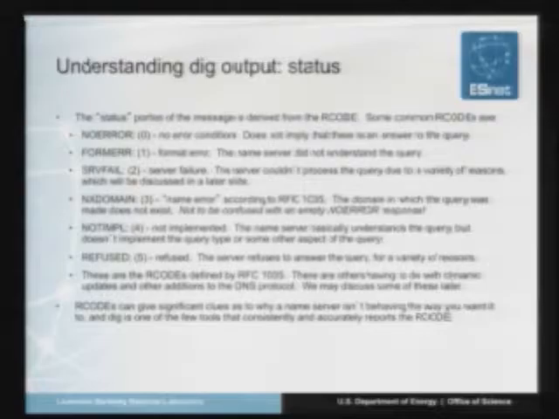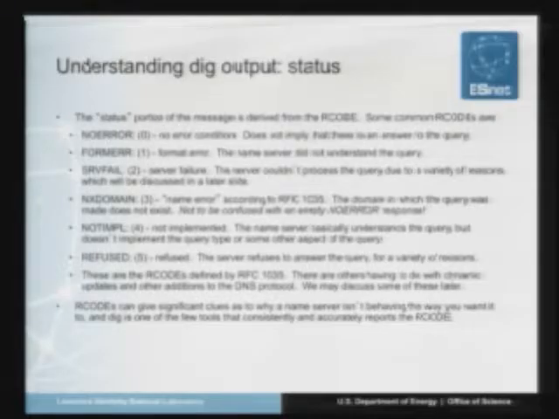Now, in terms of the status output, that comes from the rcode. Rcodes may have various statuses, various settings, and the one that you'll want to get most of the time is NOERROR, which simply means there was no error. The query was returned properly. Now, it may not mean that there's actually an answer to your query.